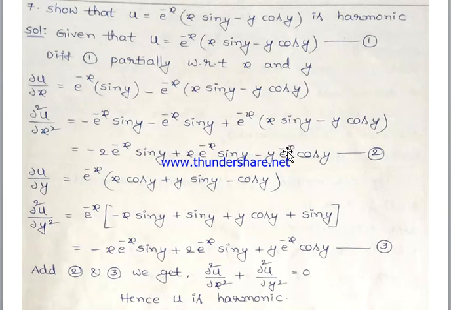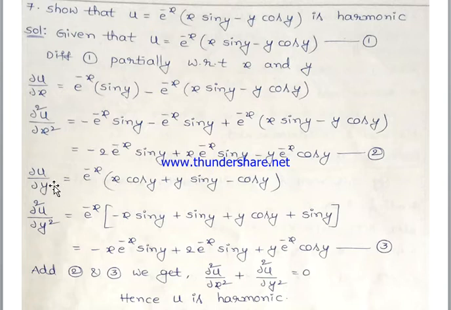You can simplify it. We get e^(-x) sin y and e^(-x) sin y, both are negative, so we get -2e^(-x) sin y + x e^(-x) sin y - y e^(-x) cos y. This is ∂²u/∂x².